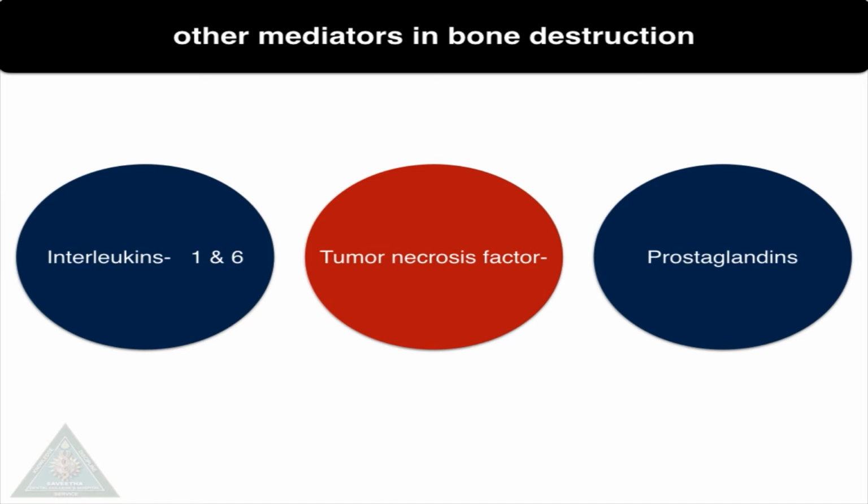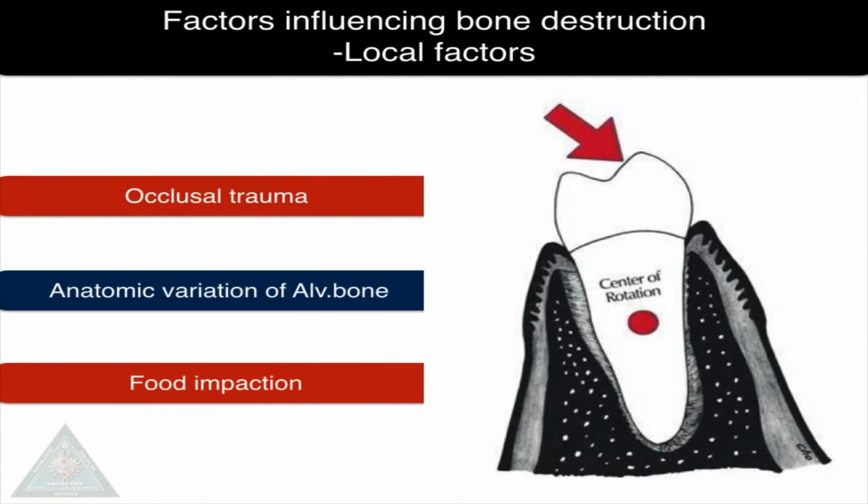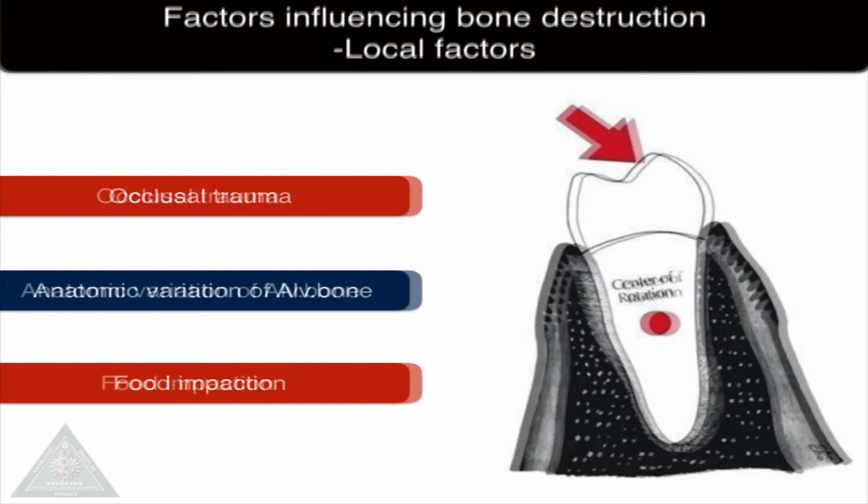And the organic content is destroyed or removed by the acid phosphatases or cathepsin enzymes produced by the osteoclast. Along with this, other factors involved in bone resorption are inflammatory mediators such as interleukin 1 and 6, tumor necrosis factor, and prostaglandin. Regarding the factors influencing bone destruction, we have local as well as systemic factors. Under local factors, the important factors are occlusal trauma, which can aggravate the bone destruction or alter the pattern of bone destruction. Then anatomic variation can also alter the pattern of bone destruction, and food impaction is another factor which can cause bone loss, mostly in the interproximal area.